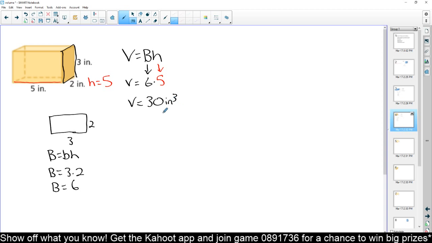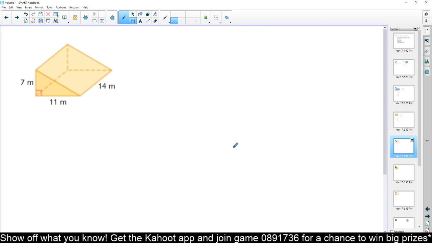It's the exact same answer. So if you're doing volume of a rectangular prism, it does not matter which rectangle you choose to be your base, because you will get the exact same answer no matter what. Nothing to it. Alright, but it can't always be easy.